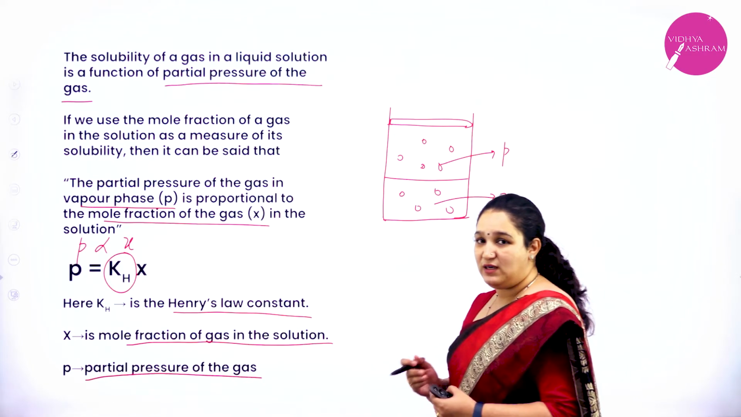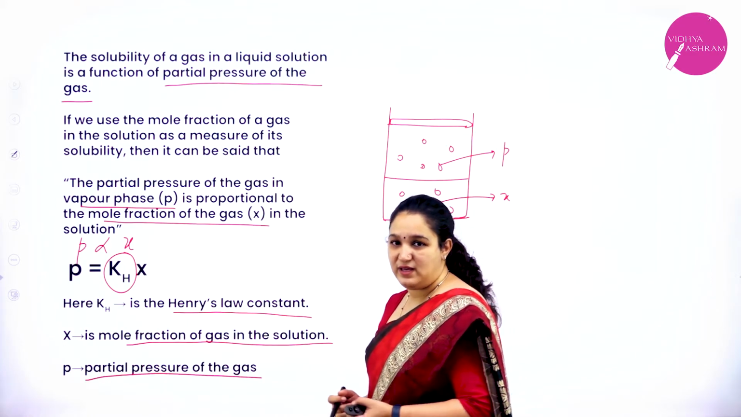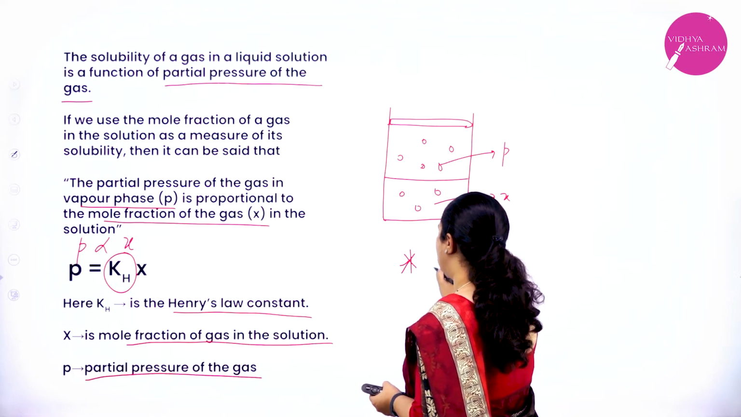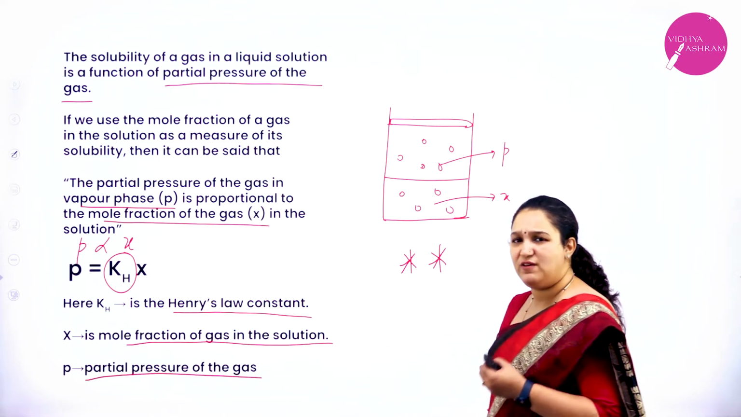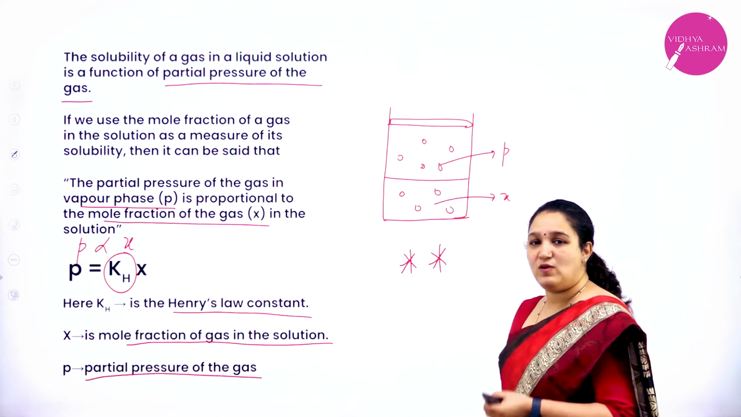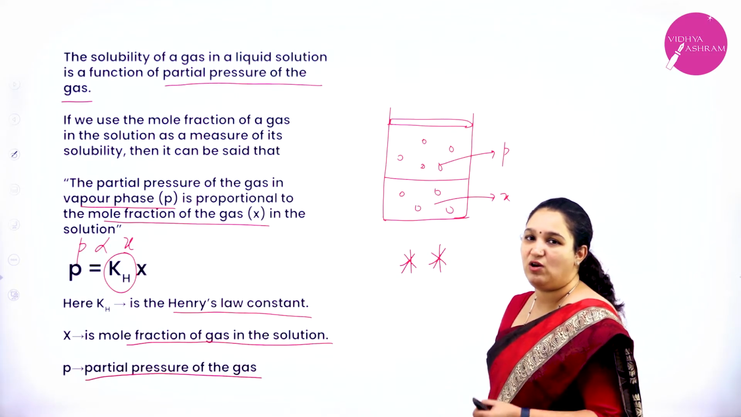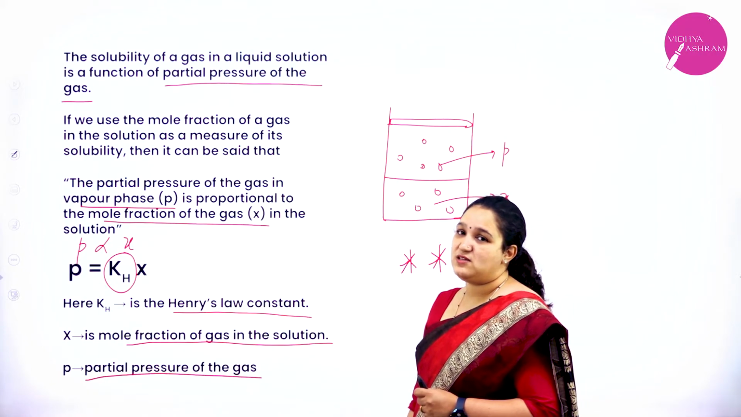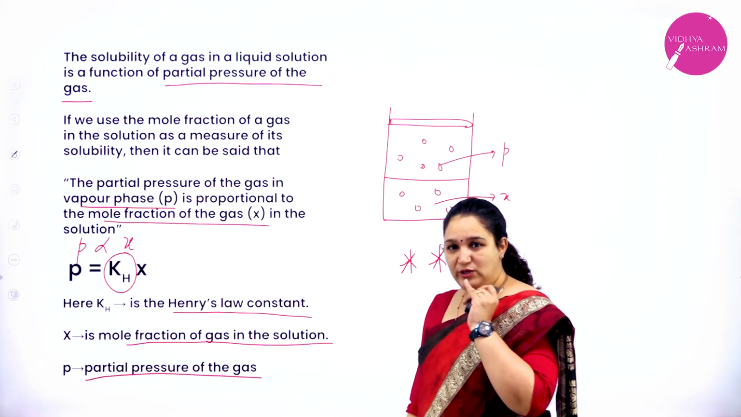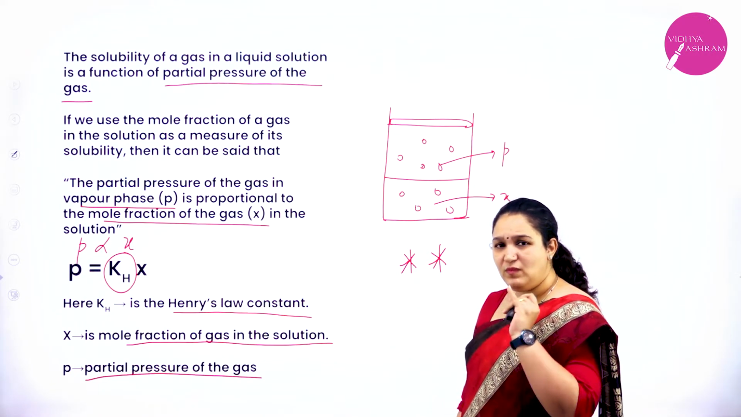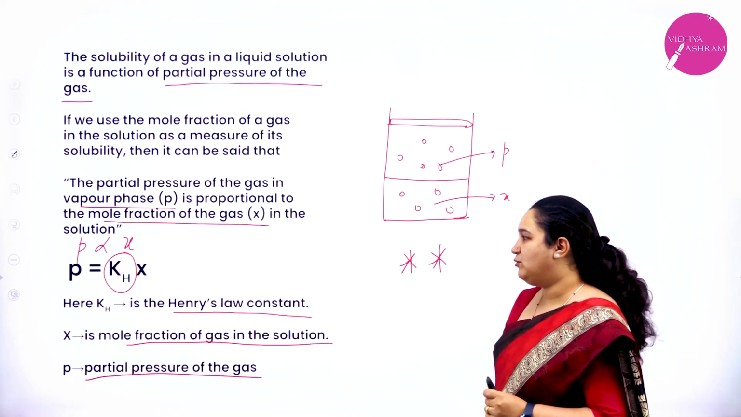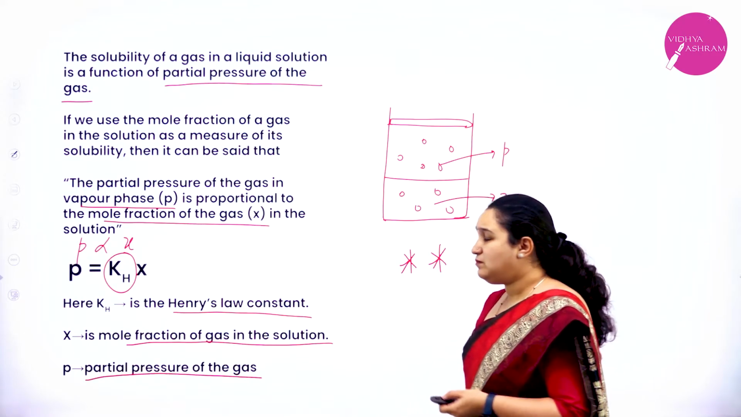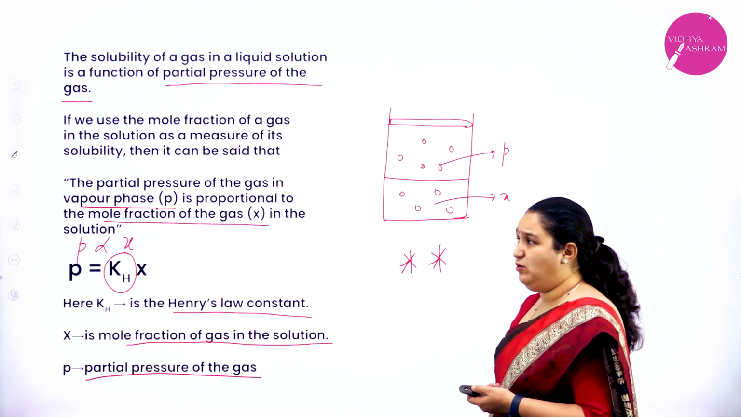So I hope you understood what Henry's law is. It is a very, very important question for your exam. They have asked it several times. One mark also they can ask: state Henry's law. You're supposed to write the statement. With the mathematical form, they can ask for 2 marks. So you need to write the statement of Henry's law and then you have to write the mathematical form as well.